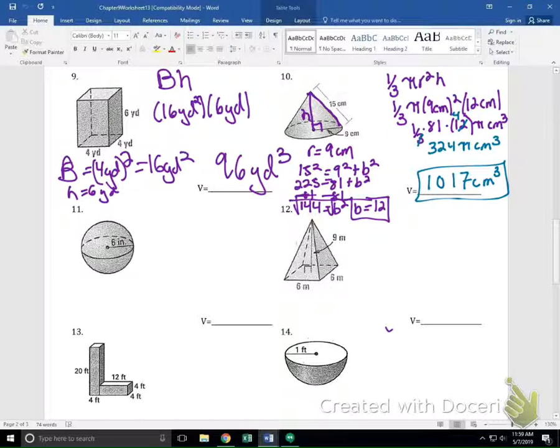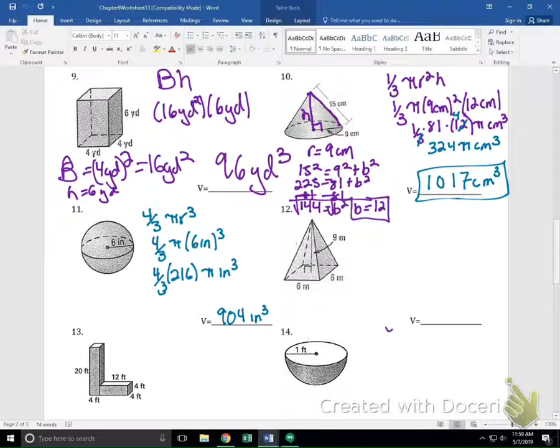Blase, what shape is that? Okay, and what is our formula for that? 4/3 pi r cubed. Okay, so we're going to do 4/3 pi. My radius is 6. Okay, what is 6 cubed? It's 216. So 4/3 times 216 pi inches cubed. When you did all that in your calculator, what did you get? 904 inches cubed.